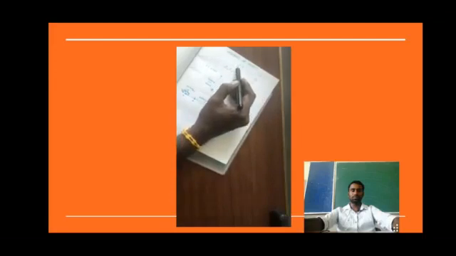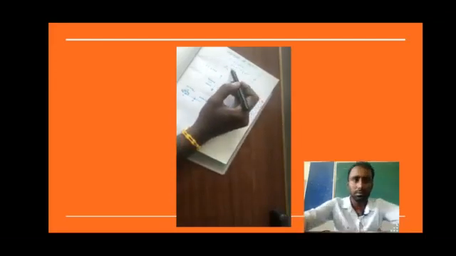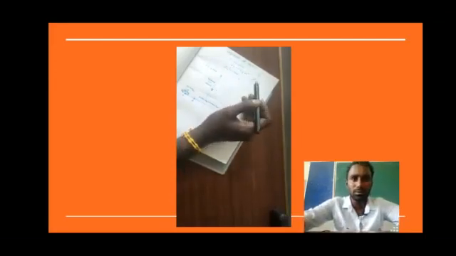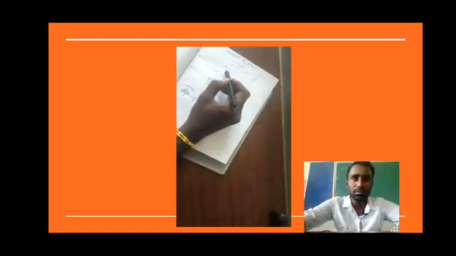So good morning, students. Today we are going to see the equations of motion by graph method, how to find the equations of motion. There are three equations we are going to derive: v equal to u plus at, s equal to ut plus half at square, v square minus u square equal to 2as. These three equations we are going to derive using the graph method.